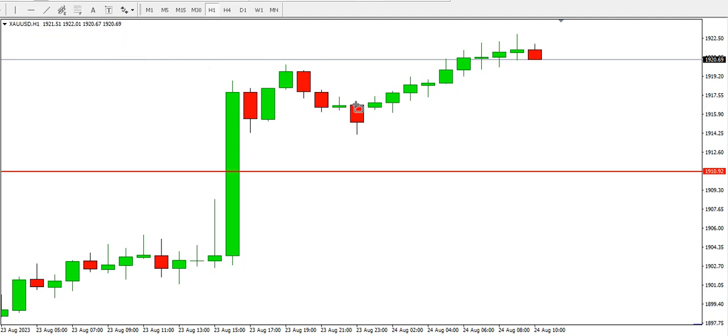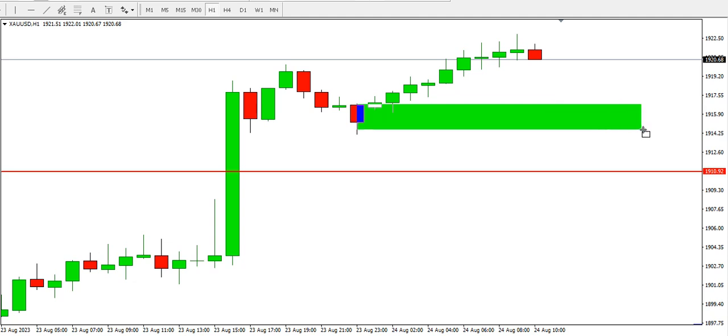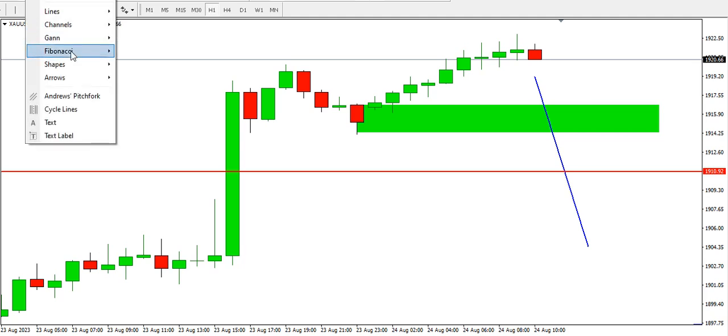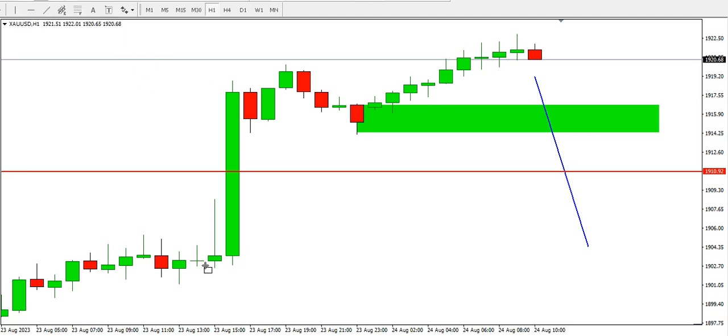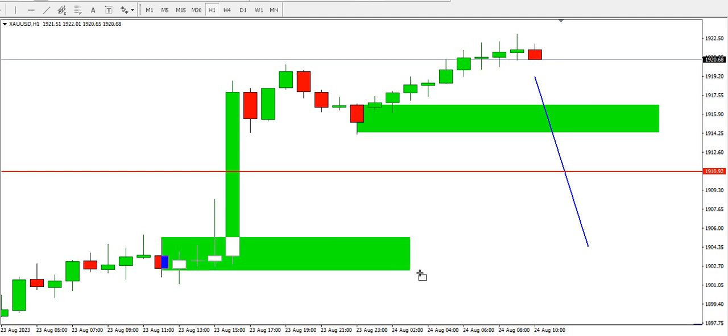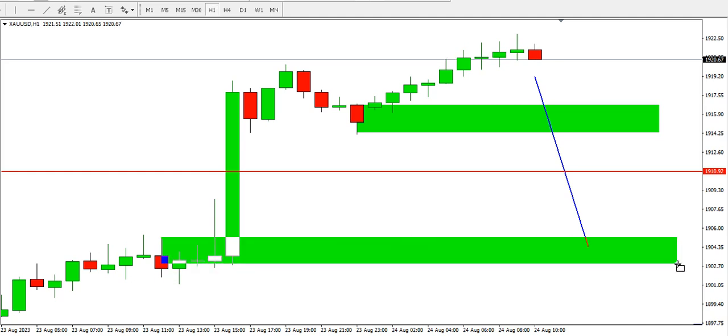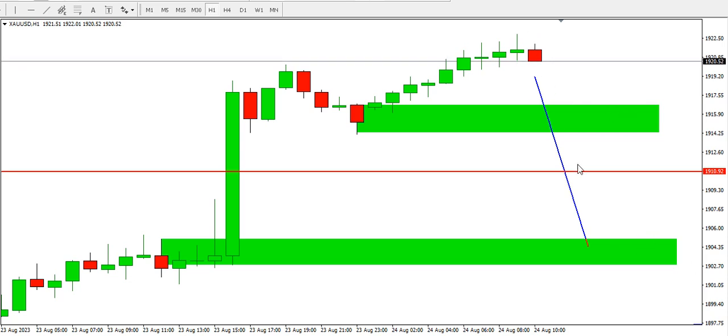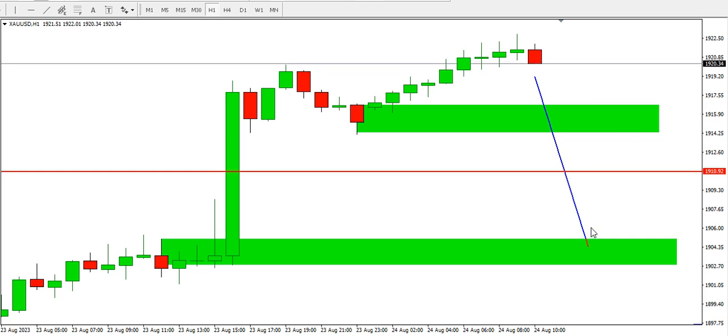This particular order block might serve as demand to price, but if price breaks below it, we might see price dropping further to this order block around here. This is another order block that might serve as demand to price. So price may find support around this level or this level if price decides to drop, depending on the market condition. But for now it's trending up.